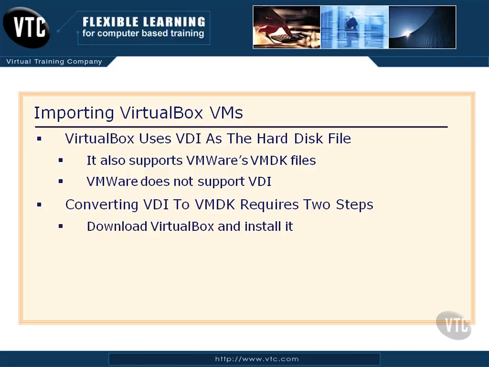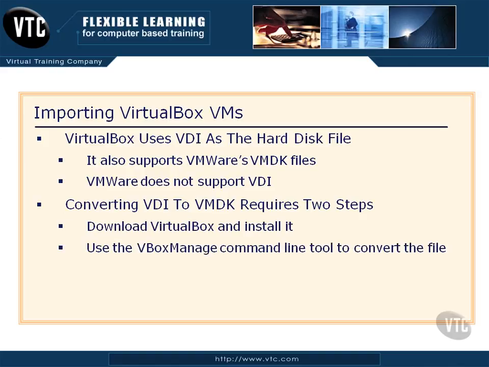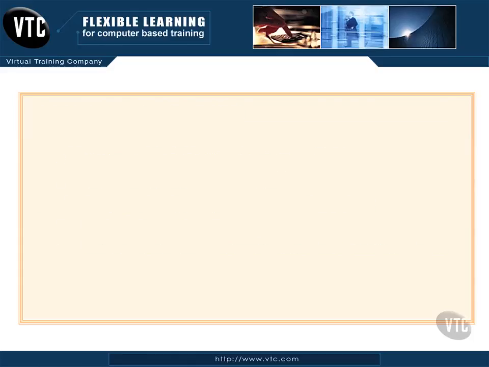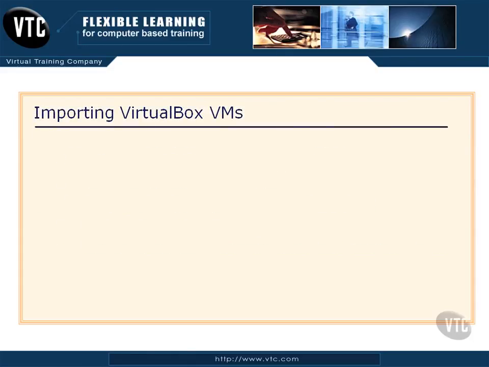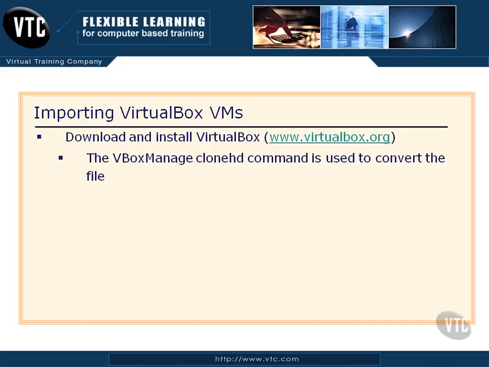Now, converting that VDI file to VMDK requires two easy but somewhat irritating steps. First of all, I need to download VirtualBox and install it. Then I'm going to use the VBoxManage command line tool that's part of VirtualBox to actually convert my VDI file to a VMDK file so that it will behave in VMware. Now, first of all, download and install VirtualBox. Go to www.virtualbox.org, download VirtualBox and install it, and then we're going to use the VBoxManage clonehd command to actually convert the file.